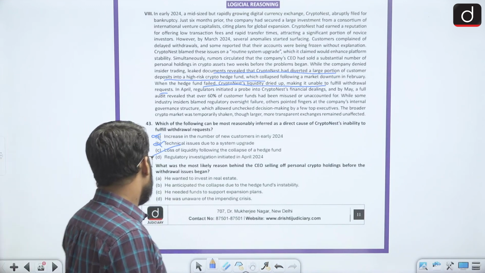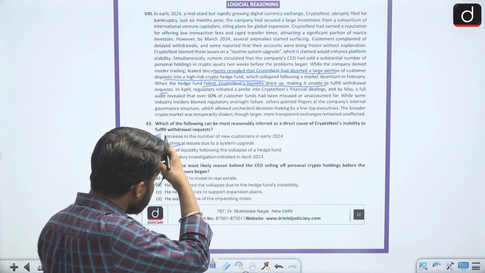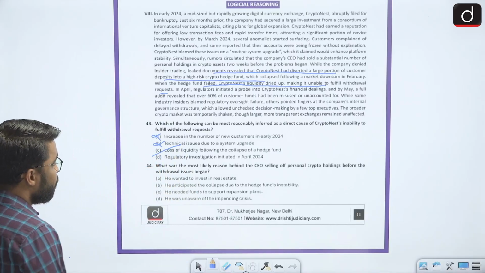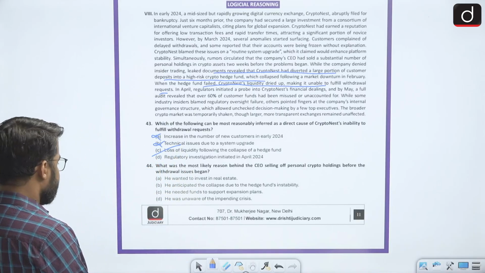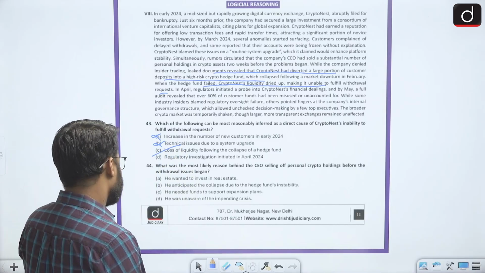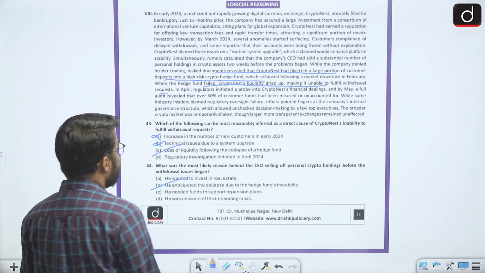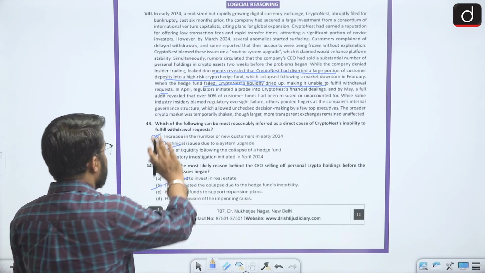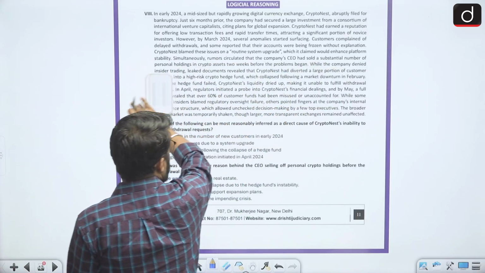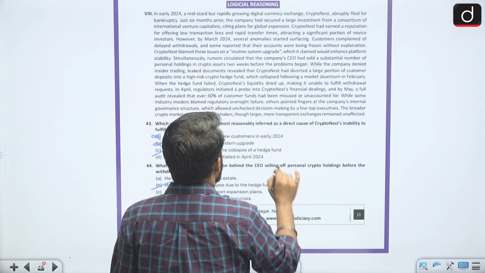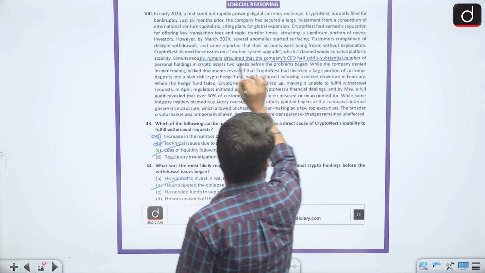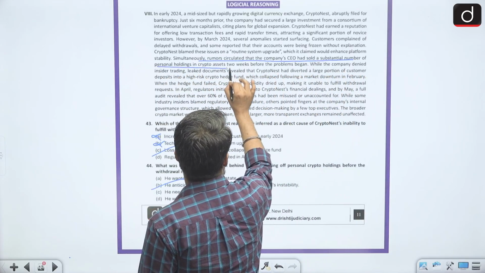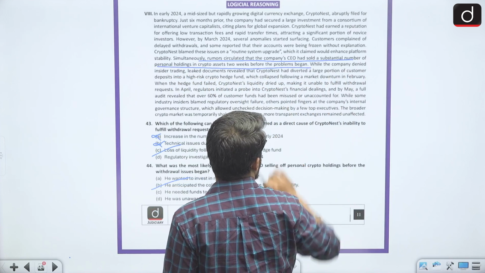Next question, what was the most likely reason behind the CEO selling off personal crypto holdings before the withdrawal issues began? He wanted to invest in real estate. He anticipated the collapse due to the hedge fund's instability. Yes, because the timing of his sale reveals this. It was said that simultaneously rumors circulated that the company's CEO had sold a substantial number of personal holdings in crypto assets 2 weeks before the problems began.